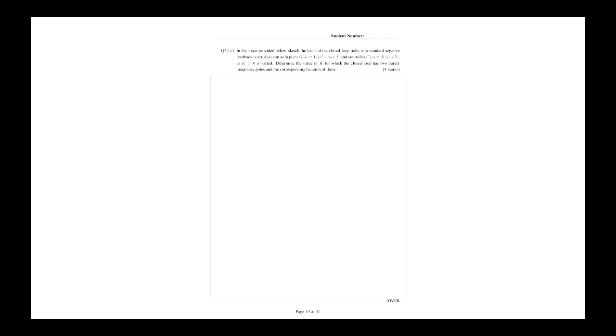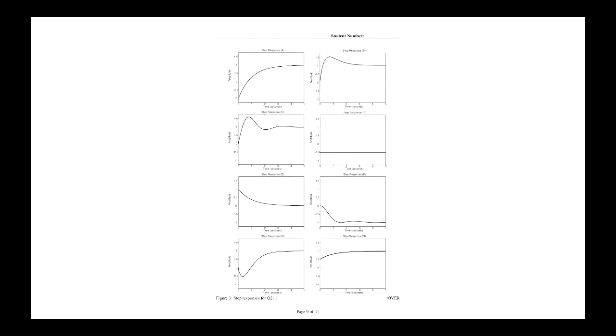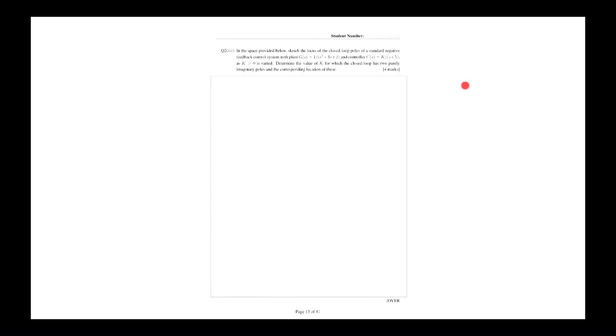And this one's a root locus type question, right? So this year has exactly the same structure. Question 2 has 3 parts. The first part is about matching pole zero plots to step responses. I can't remember what the second part is, but it's probably got to do with phase margin or something like that, or gain margin. And there's this root locus type question.